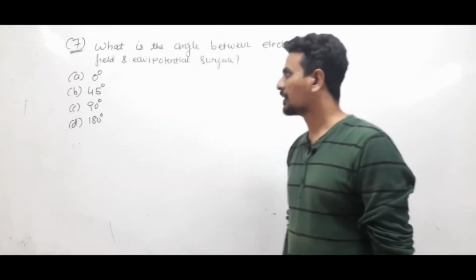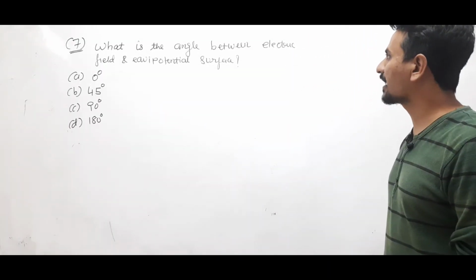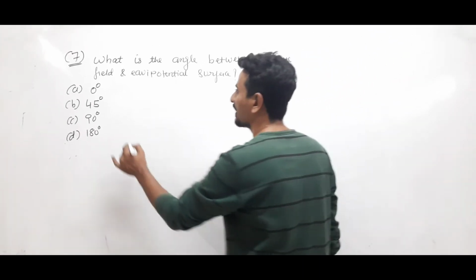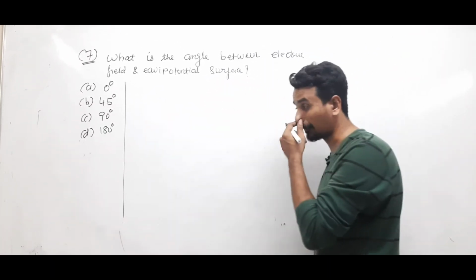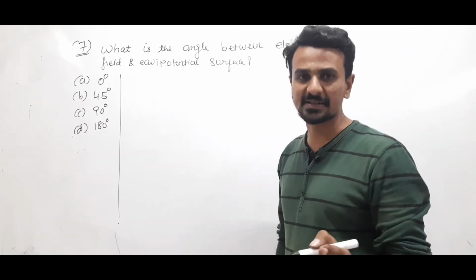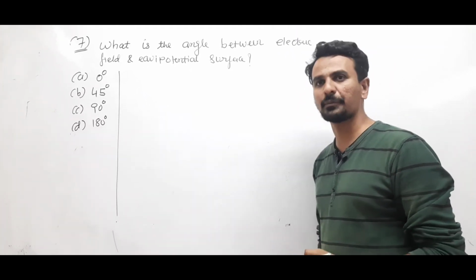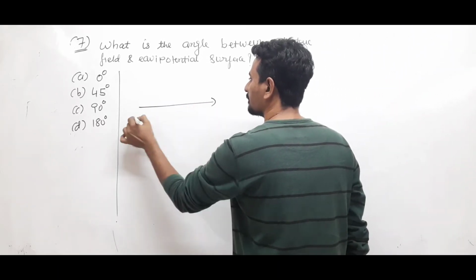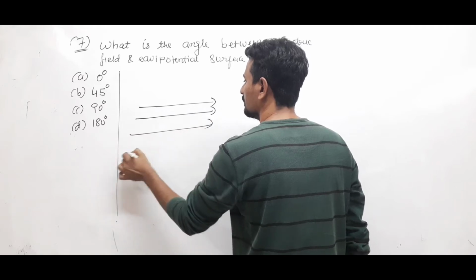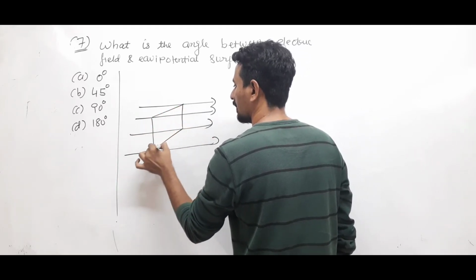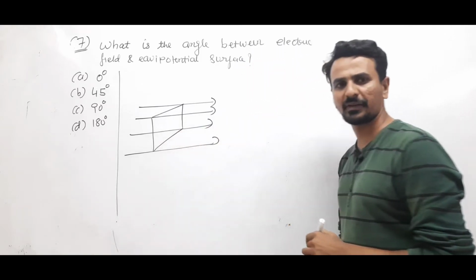The seventh question: what is the angle between electric field and equipotential surface? Now, what is equipotential surface? Surface where potential remains the same. Throughout the surface, potential remains the same. That means if this is your electric field, then this will be your equipotential surface. This way, this is your equipotential surface.